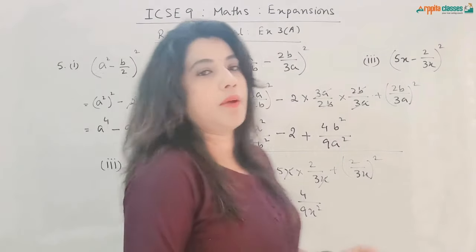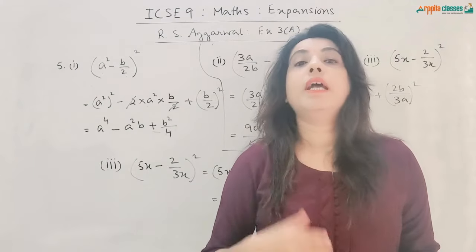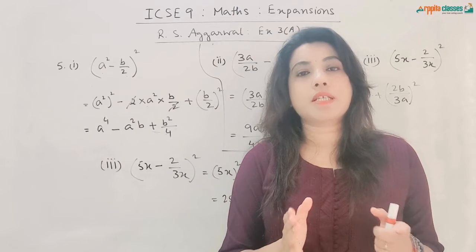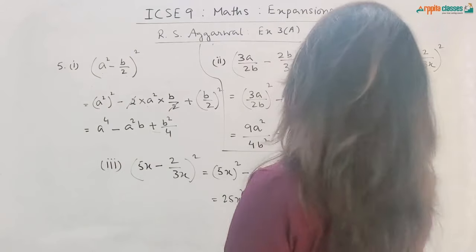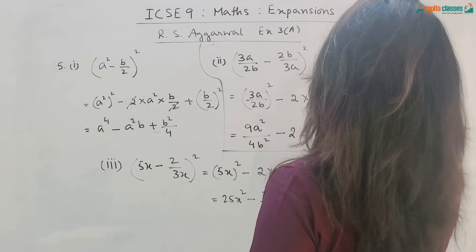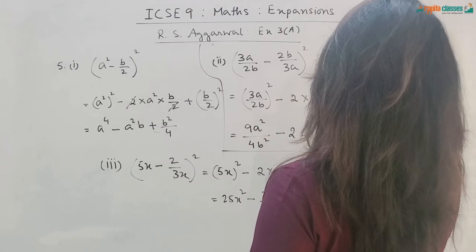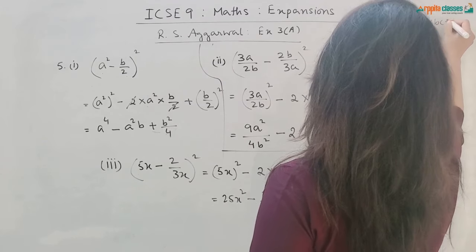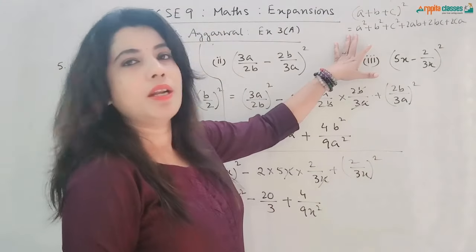Okay, so today we have covered a minus b whole square and few sums of a plus b whole square also. In the next video, we are going to cover the sums based on a plus b plus c whole square. And what is the formula for that? A plus b plus c whole square is equal to a square plus b square plus c square plus 2ab plus 2bc plus 2ca. So in the next video, we are going to cover the sums based on this formula.